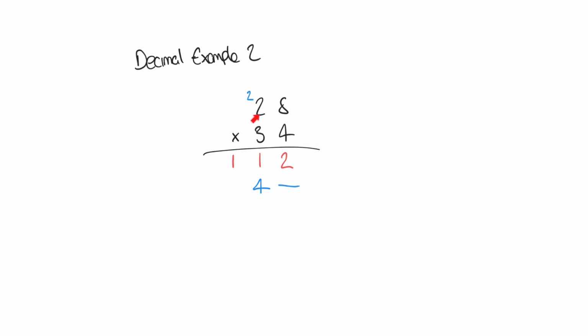Next up, we've got 3 times 2, and 3 times 2 is 6. Not forgetting to add the 2, which is 8. And so our next result is going to be 8 there.